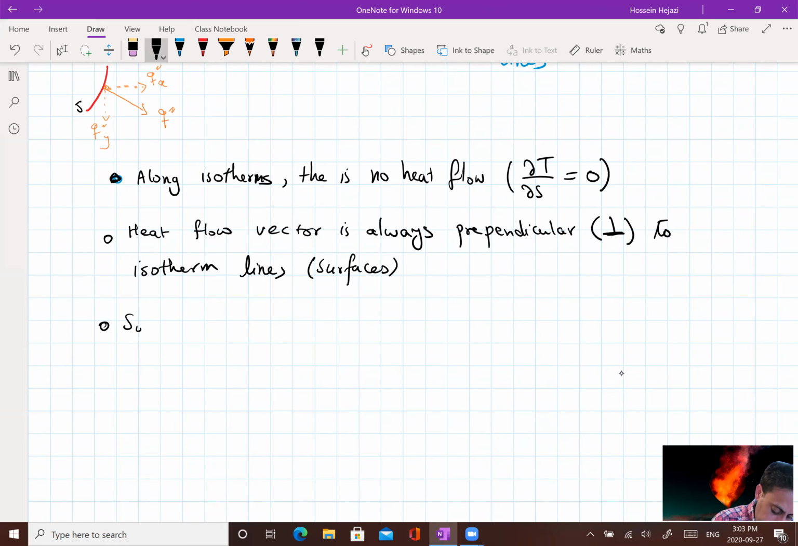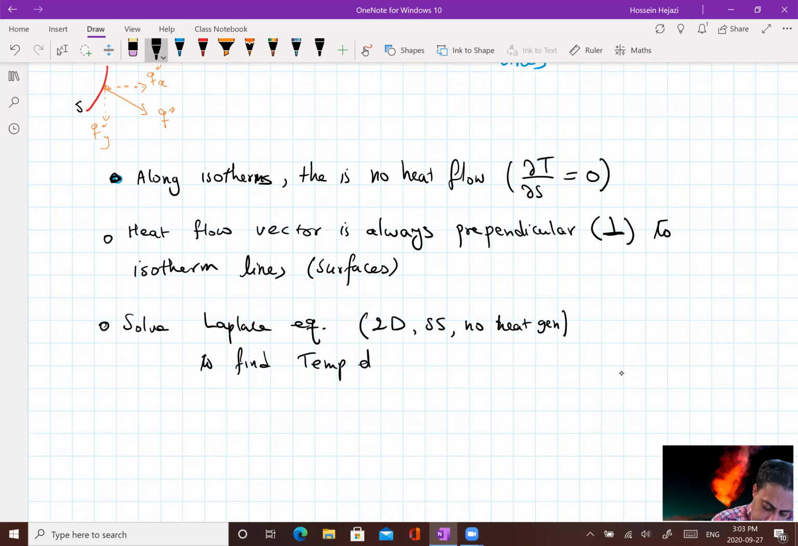Okay, we solve this equation, which is for 2D here, steady state, no heat generation, to find temperature distribution. This is 2D, so it's going to be T of x and y. And from here, we can get Qx and Qy, the heat flow rate.